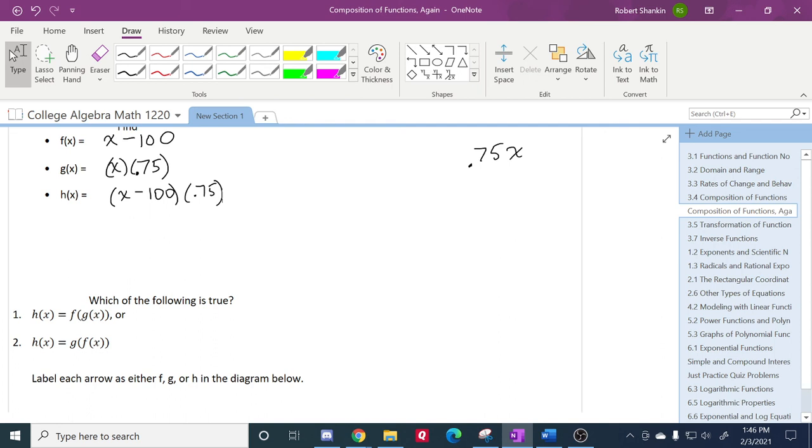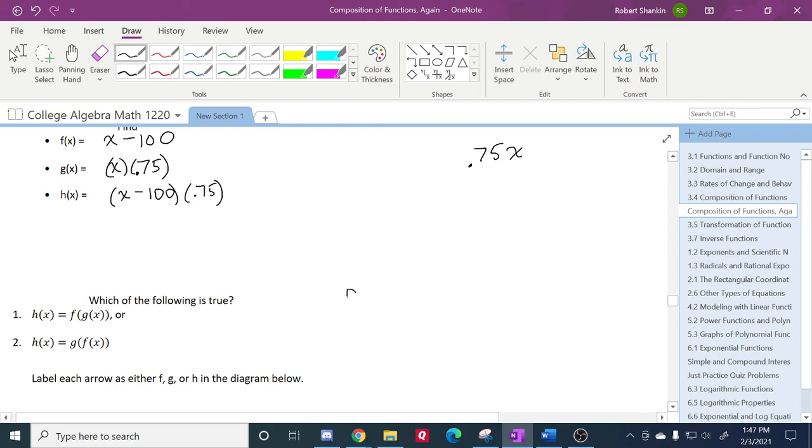All right, group 5, which one of these is true? We said g to f of x. The first one? Yes. The first one you're saying is true, and why do you think this one's true? Because we first have to subtract 100 and then multiply. All right. So we've got to subtract 100.